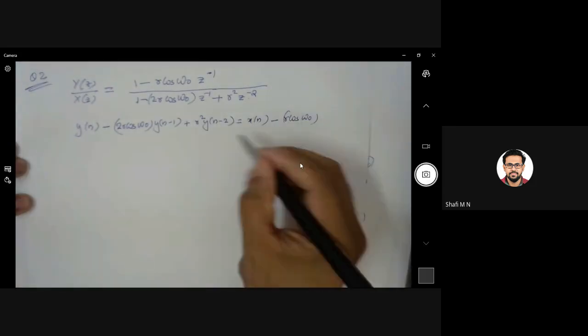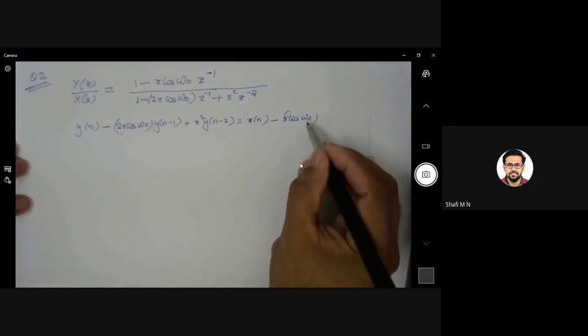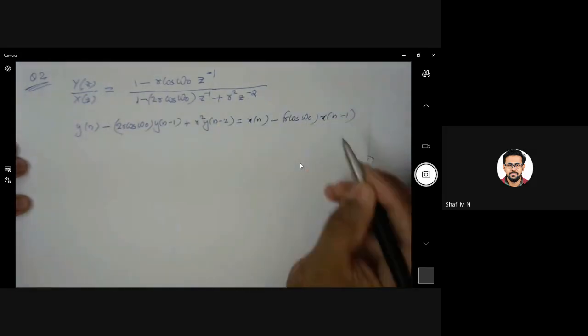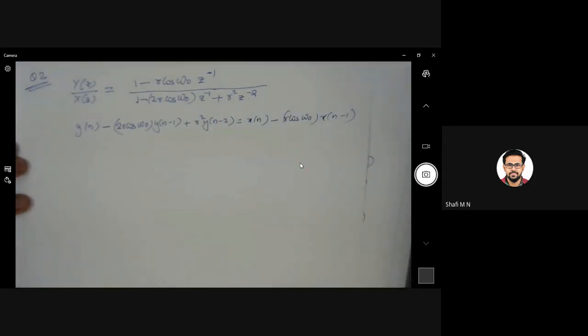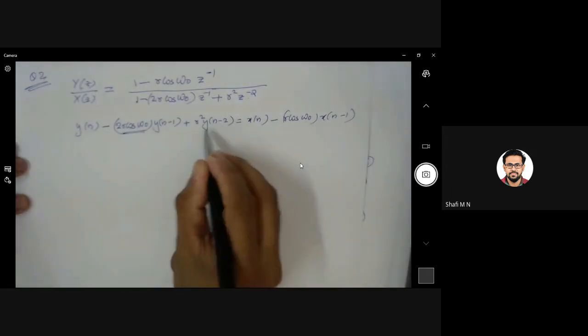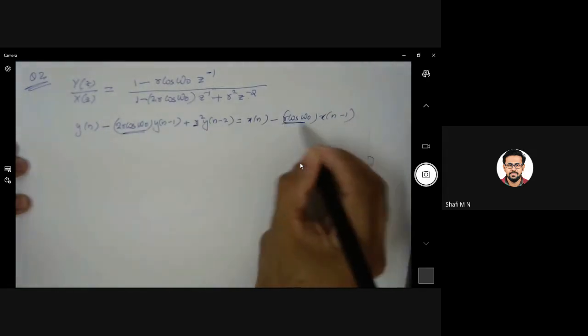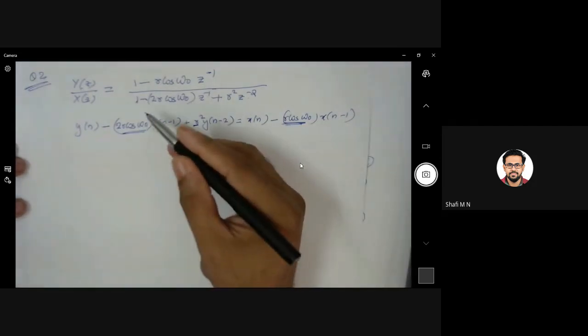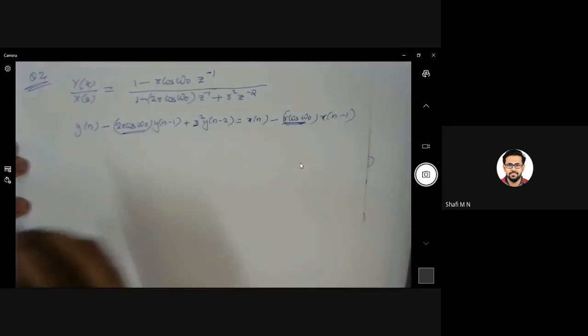I have put it like that just so it feels like a big problem to you. Okay, x of z into z raised to minus 1, that will be x of n minus 1. Clear? Don't be scared seeing all this. This is simply constants. All are just constants. Okay? In the exam, the values will be different, like 0.5, 1, 2 and so on.